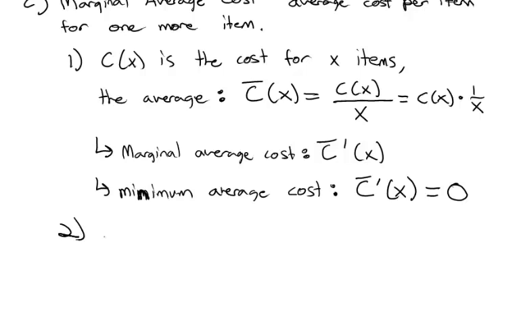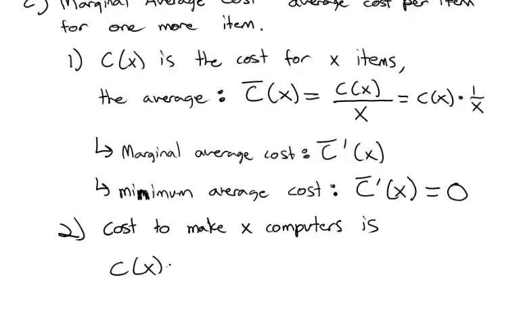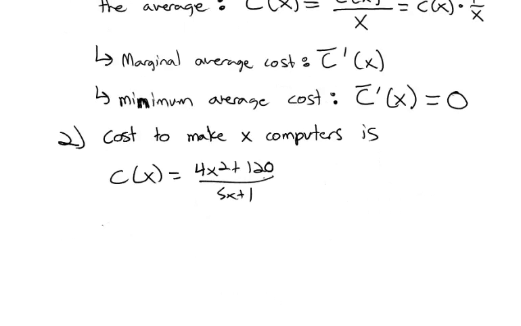So, for example, if the cost to make x computers is C of x equals 4x squared plus 120 over 5x plus 1, we can find the minimum average cost.